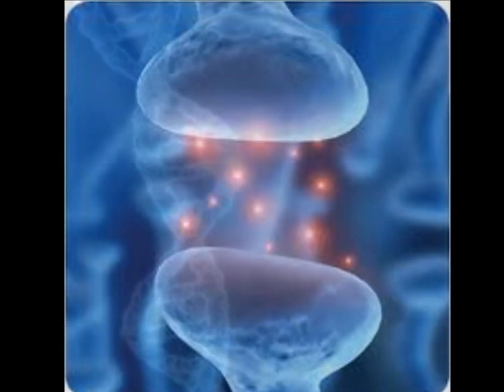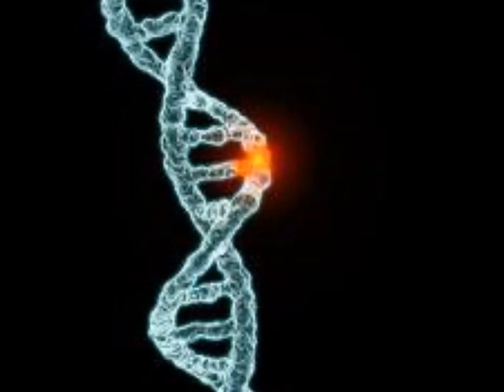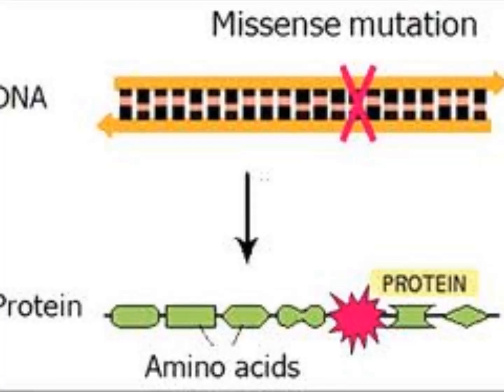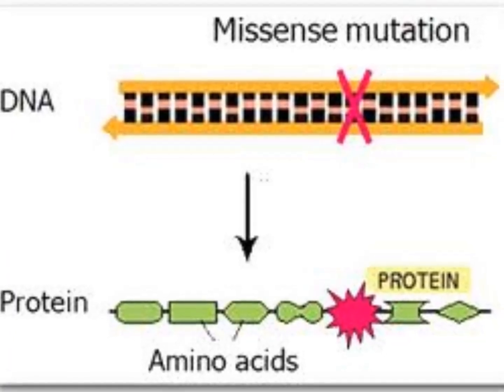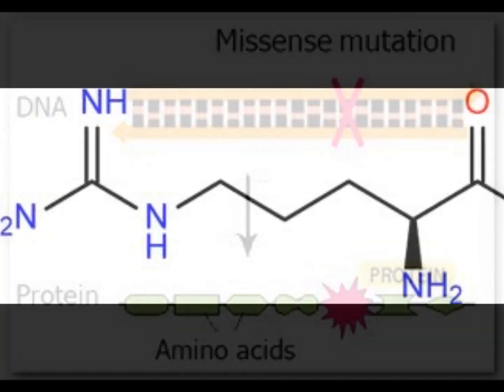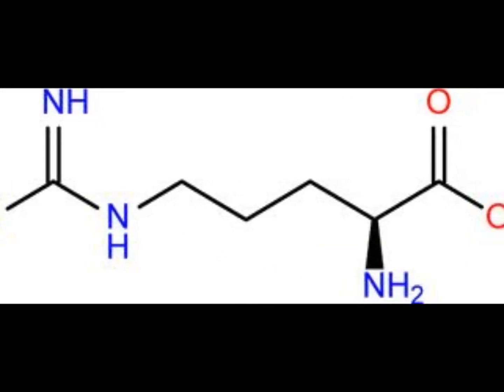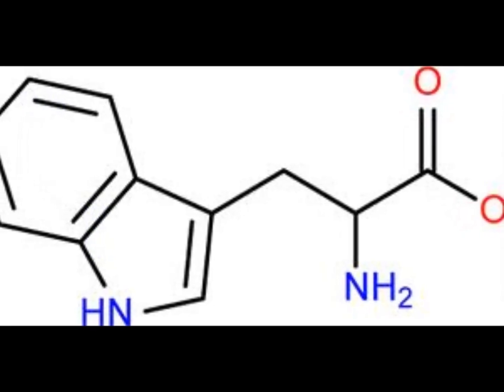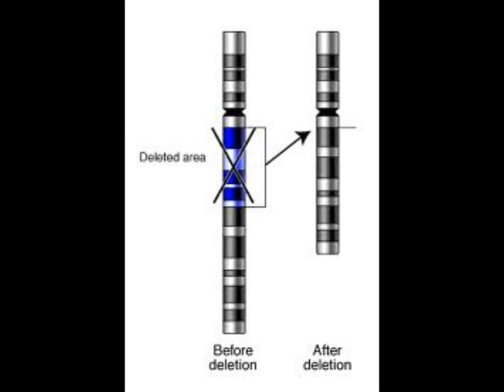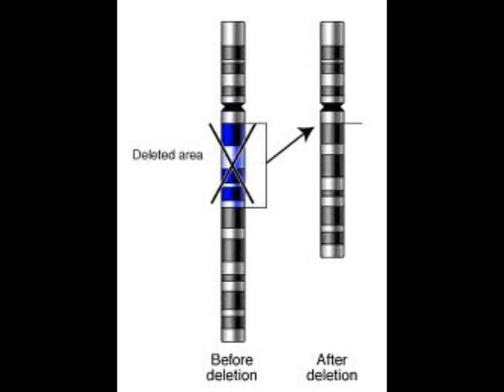More than 500 mutations in the PAH gene have been identified. Most of these are missense mutations, changing single amino acids in phenylalanine hydroxylase. For example, the most common mutation replaces the amino acid arginine with the amino acid tryptophan at position 408. Other PAH mutations delete small amounts of DNA from the gene.